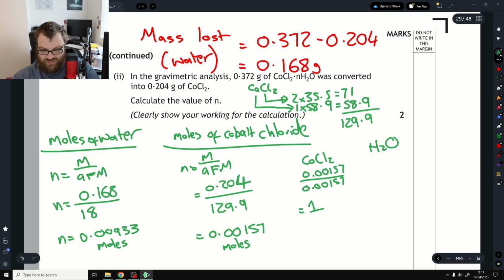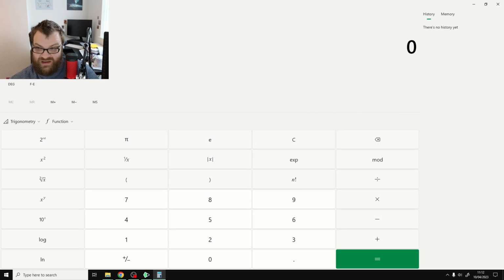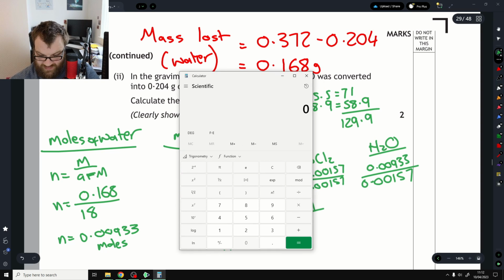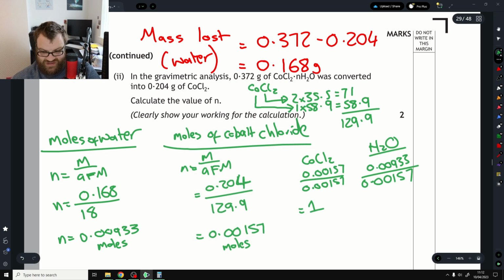Checking out the water, we have 0.00933 divided by 0.00157. We're wanting to get this to a whole number, so we can tell them the value of n. The calculator spits out 5.94, round that up to 6, and that means our value of n equals 6. So there's 6 waters for every 1 cobalt chloride. Value of n equals 6.